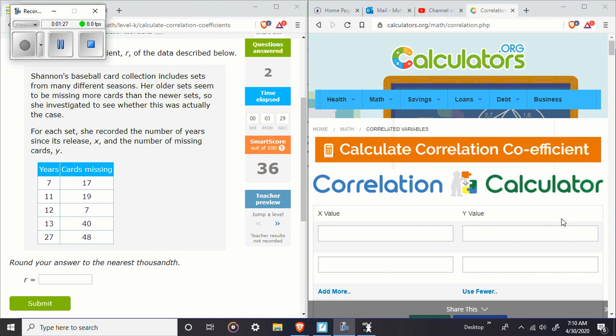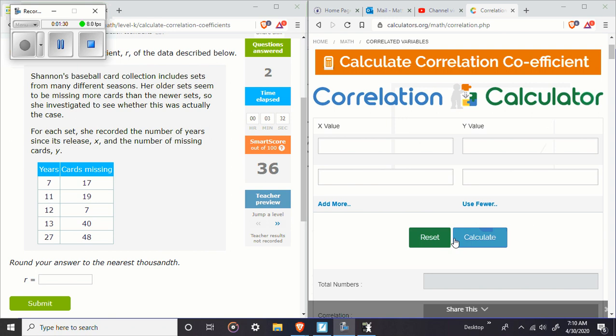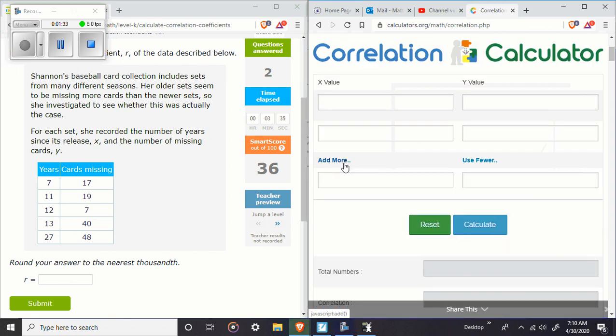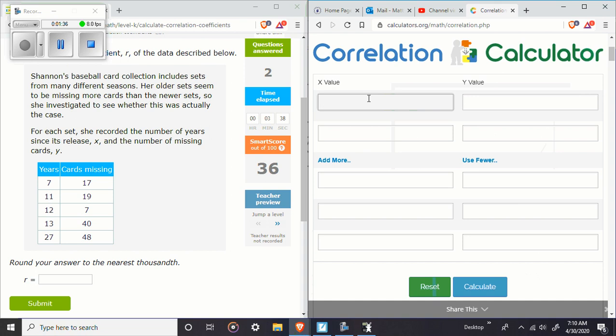Okay, so let's go ahead. We're going to add a few more. 1, 2, 3. Okay, so your X value. Let's go 7, and there were 17 cards missing. She had 11 years old, 19 cards missing. 12 years old, 7 cards missing. 13, 40, 27, 48. Whenever you're doing anything with data entry, the worst thing you could possibly do is put the wrong numbers in. So always double check.